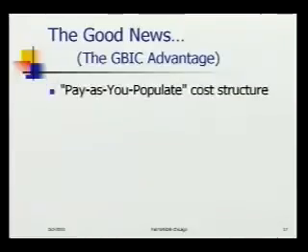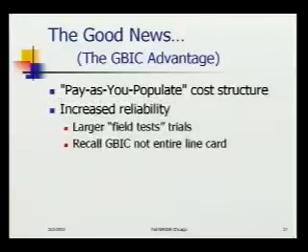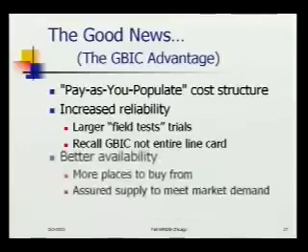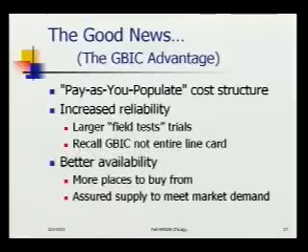Also, they have a pay-as-you-populate cost structure, so you don't need to buy everything up front if you're not sure whether you're going to need short range or long range or CWDM or DWDM. You just buy it as you go, and that can save a lot of cost. Increased reliability: there are a lot of these GBICs out there, and if there is a problem, you only have to recall the GBIC, not the entire line card. Also, better availability. There are more places to buy from, and as the market demand and technology demand increase, you're likely to have supply there.